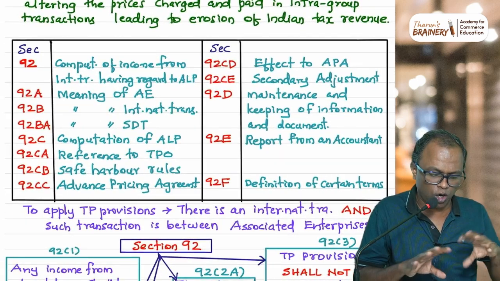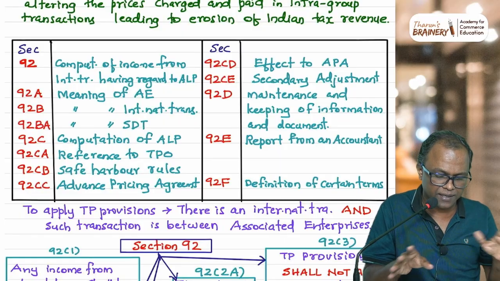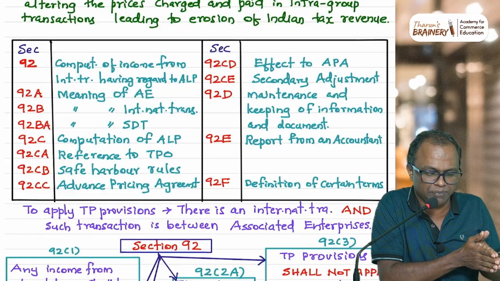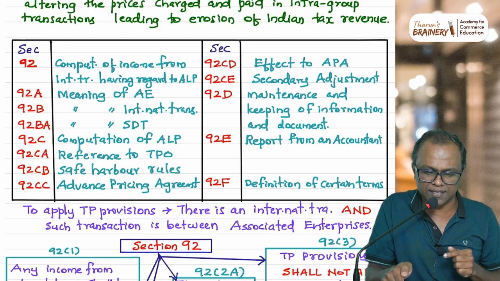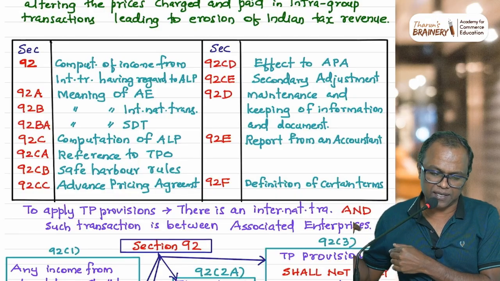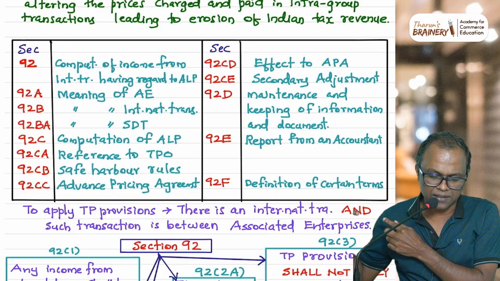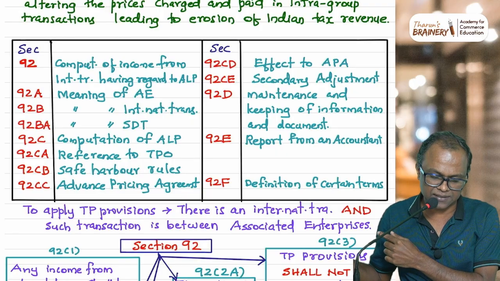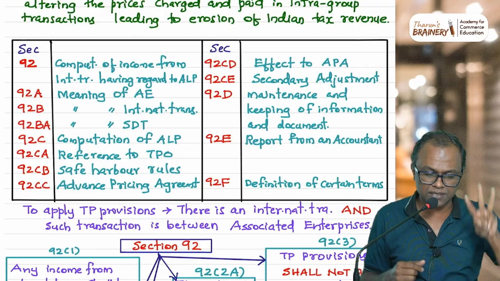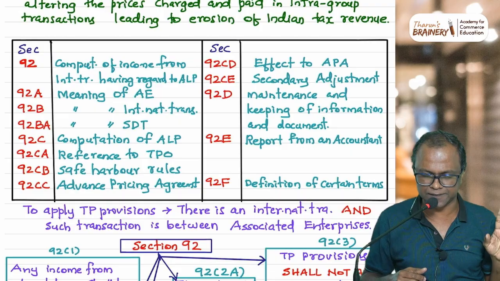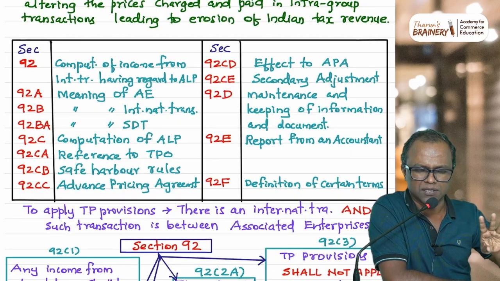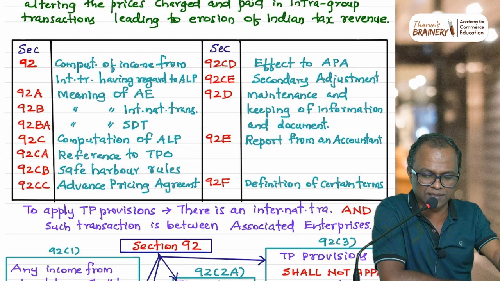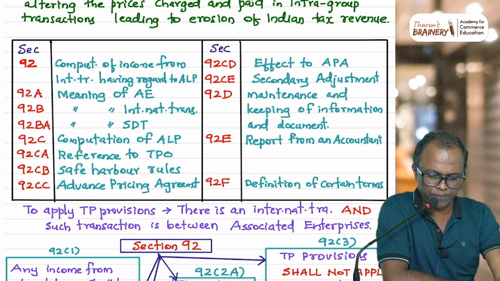See, after the theory, they can ask a problem in 3 areas. One is computation of arm's length price and related computation of total income. Second one is secondary adjustment. And the third one they can ask is the limitation of interest in certain cases, that is section 94B. These are the 3 problem areas from transfer pricing. From any one of these areas, definitely they will ask a problem, 6 to 8 marks. In addition to that, they can ask multiple choice questions also.